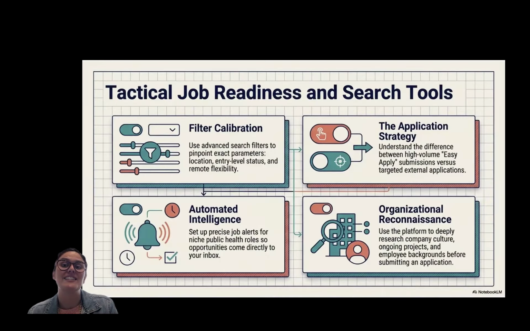Some tactical job readiness and search tools. So I mentioned these briefly before. You can calibrate your filters and use advanced search filters to pinpoint parameters for job locations, salary, entry-level status, remote ability when you're looking for jobs. You can set up job alerts by setting some of those filters as well and have emails sent to you to let you know it found 10 jobs this week that might match your profile. It even lets you rate if they were a good fit or not, so it can better suggest things for you in the future.